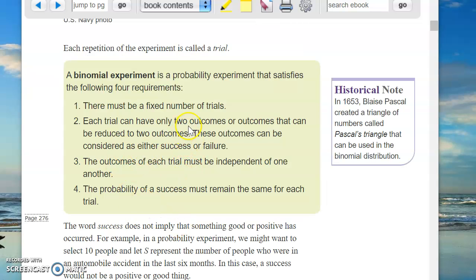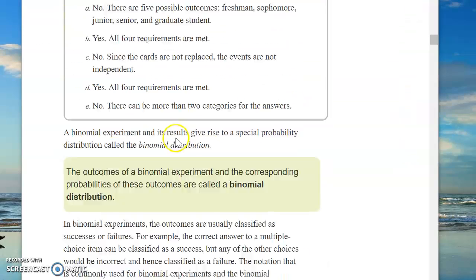I want to go back up here to the actual definition, okay? If you do the sampling without replacement, the outcomes are no longer independent, right? The outcomes are no longer independent. So you could criticize me and say, hey, you can't use the binomial formula because this is not a binomial experiment, right? That's a very legitimate criticism. Let's go back down again.